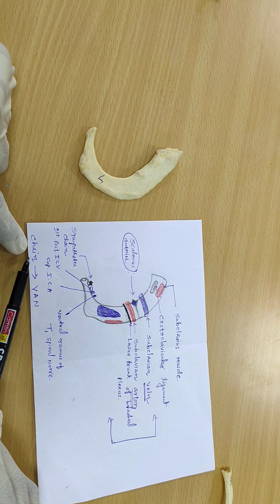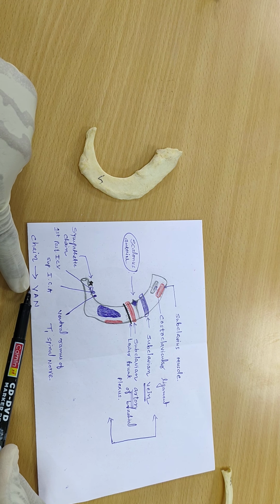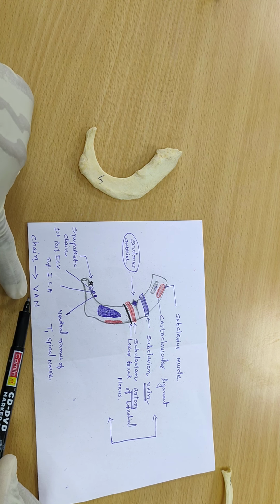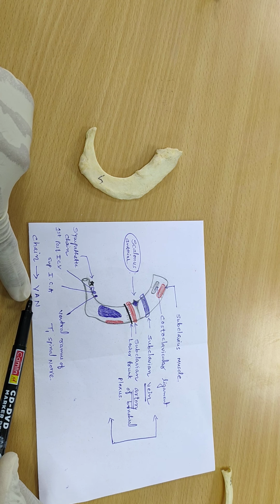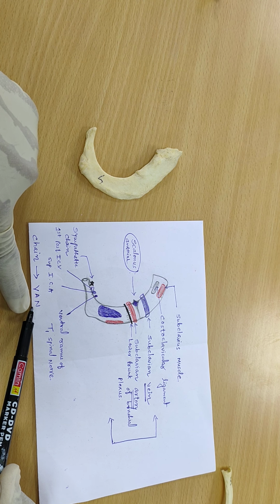First structure, that is a sympathetic chain. Second structure, intercostal vein, first, posterior intercostal vein. Then after that, superior intercostal artery, and after that, ventral ramus of the T1 spinal nerve. So these are the important structures that are related just anterior to the neck of the first rib.